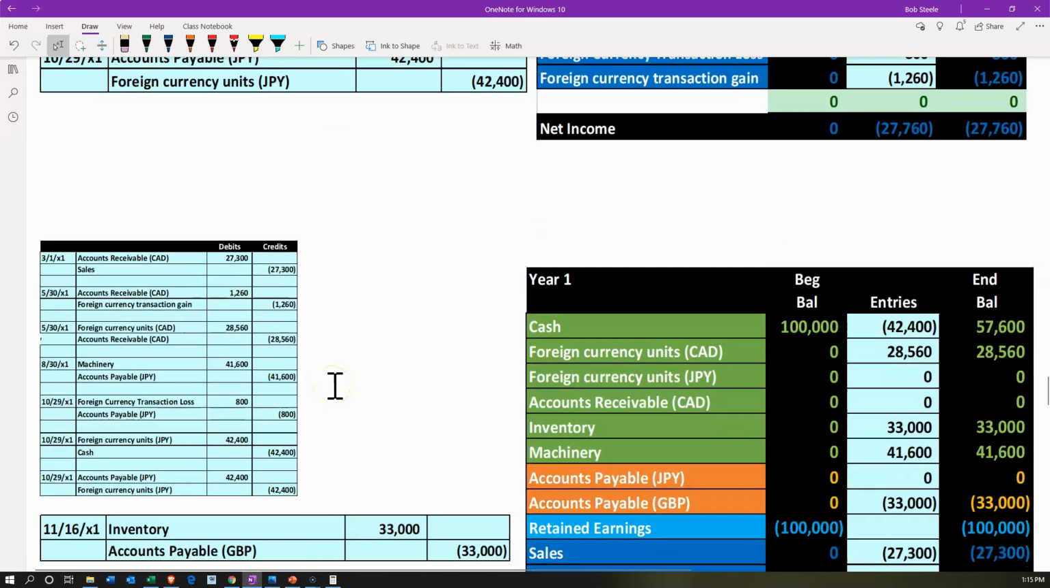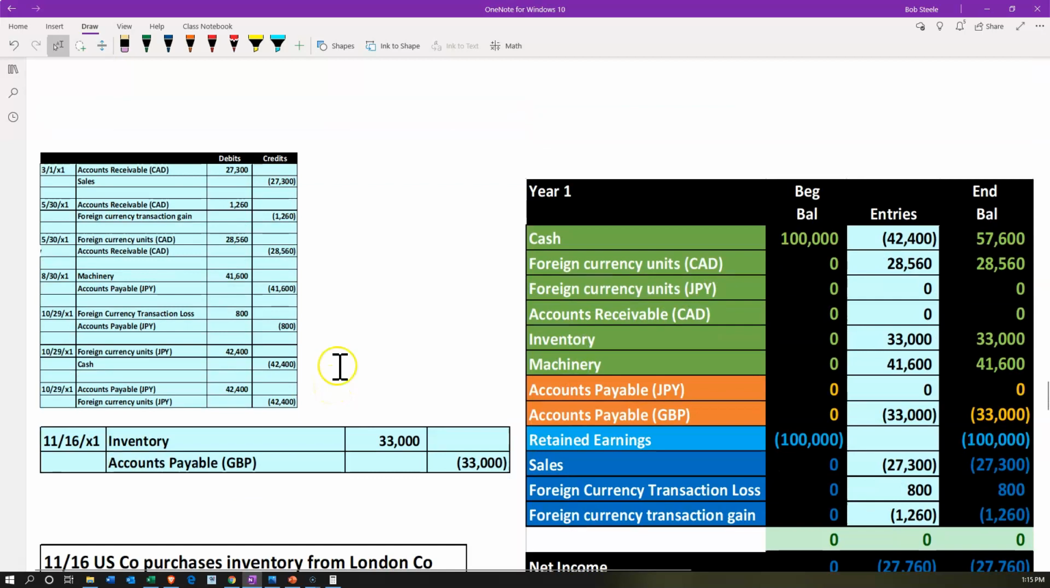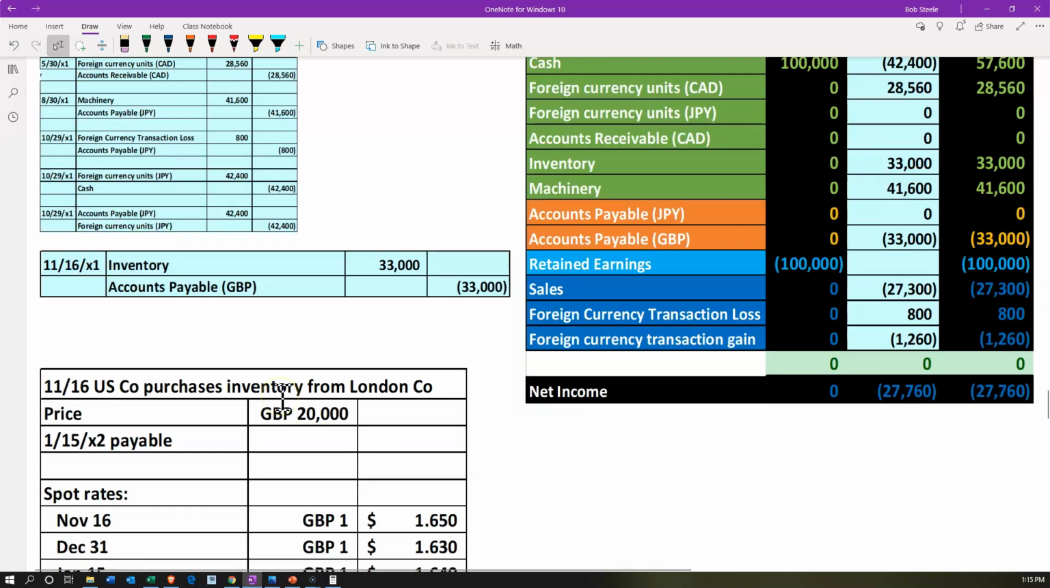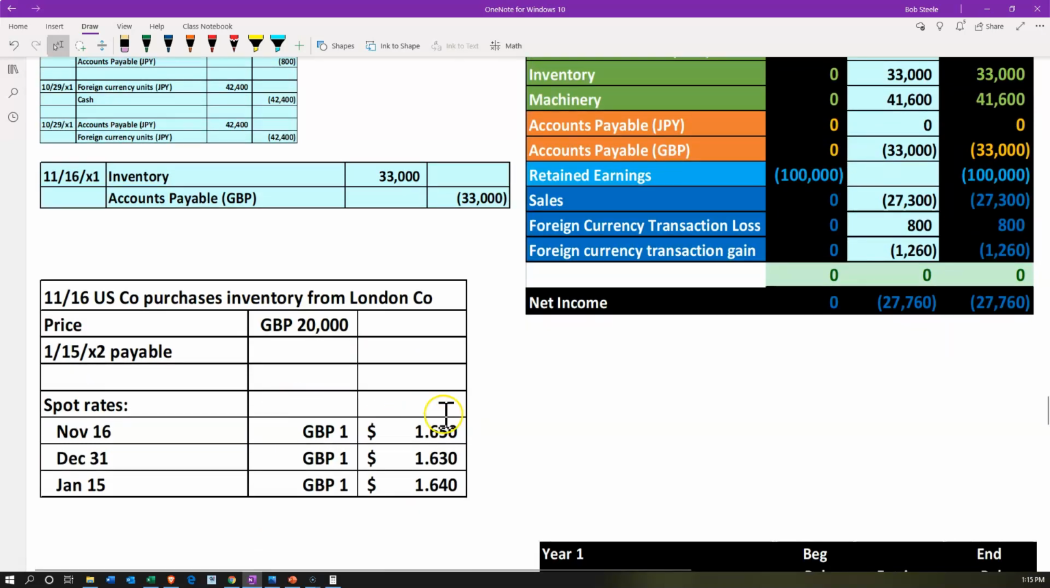Okay, going to the next item. Remember that we're going to the next scenario now, but all of these transactions are all still there. This is the same company, so this is included in the entries in the middle column, and now we're going to be including the new transaction we'll be taking a look at, which is 11/16. U.S. company purchased inventory from a London company, which is priced at 20,000 pounds. So now we're talking pounds, Great British pounds.